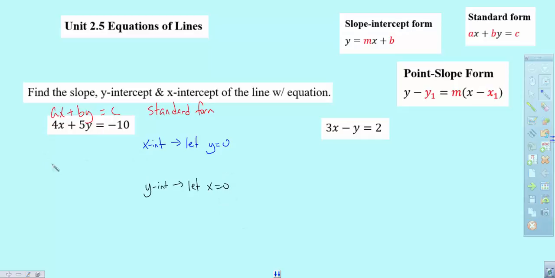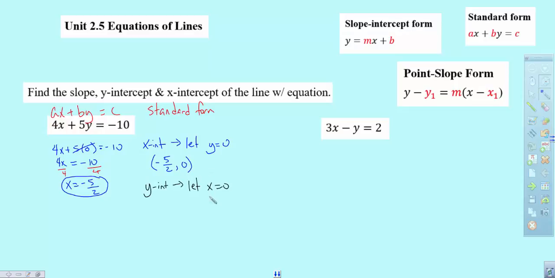So we come over here and we say, okay, we got 4x plus 5 times 0 is equal to negative 10. So that gives me 4x; the 5 times 0 just goes away because that's 0, equals negative 10. The inverse of multiplying by 4 is to divide by 4. And so we walk away saying that x is equal to negative 5 over 2, which means that our x-intercept occurs at negative 5 over 2 comma 0.